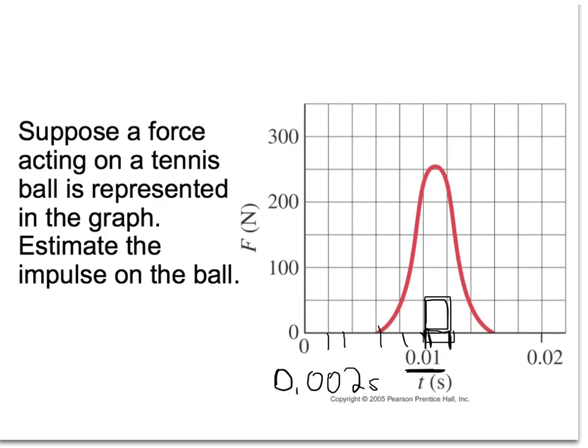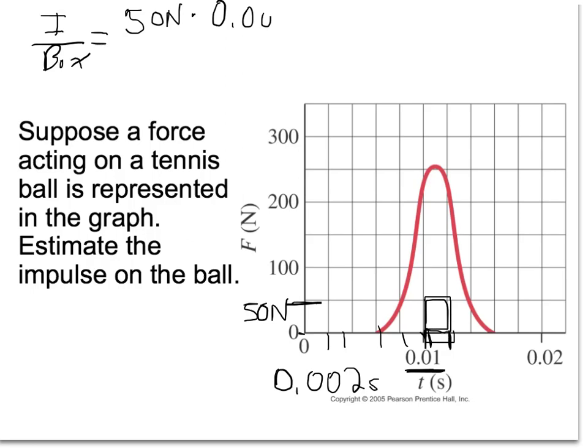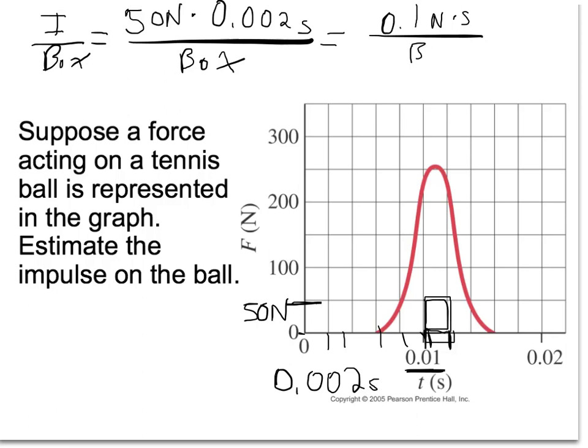And over here on the y-axis, from 0 to 100 is 2 boxes, so the height of the box is 50 newtons. So what I want is the impulse per box, and that would be force, 50 newtons, because impulse is force times time, times 0.002 seconds per box. And I will find that my impulse is 0.1 newton seconds per box.